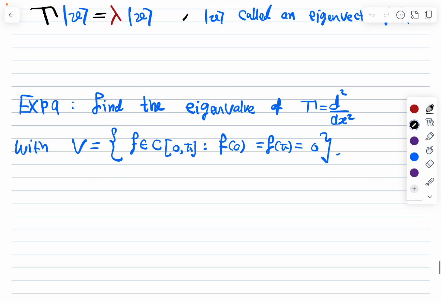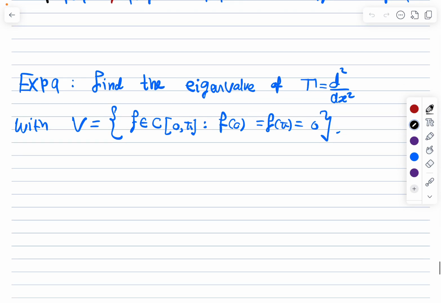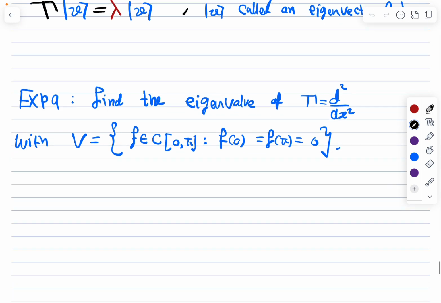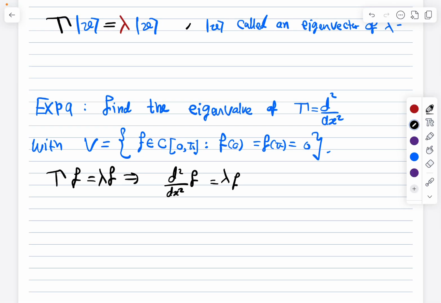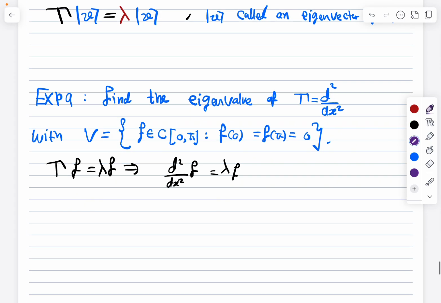Now let's find the eigenvalues for my operator T. So we apply T to my function f such that I will get lambda f, where lambda is a scalar. But this can be written as the second derivative of f, which equals lambda f. So basically what we have here is a differential equation, and we now need to solve this differential equation.